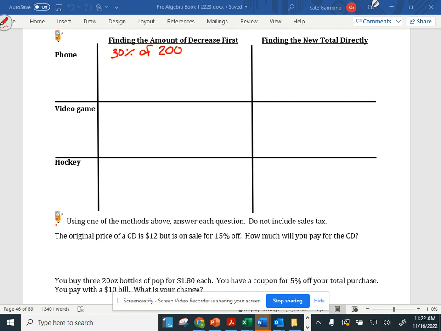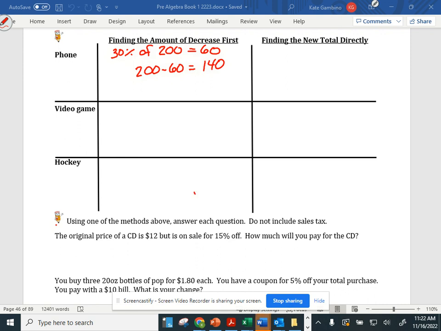So for that phone, we want to decrease it by 30% of the 200 minutes. So 30% of 200 minutes, we do the math, it equals 60 minutes. We want to decrease that 200 by 60, gives us 140 minutes. Remember, I didn't do the math, but you do 200 times 0.3, and if we do that math, that's how we got to 60.